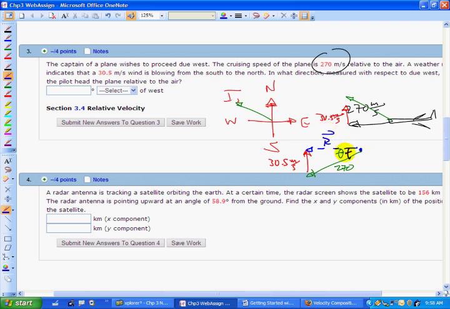So now it's actually pretty easy, okay? If I want to know theta, which trig function relates the opposite side to the hypotenuse? This is the opposite side, this is the hypotenuse. The sine function, that's correct. The sine of theta is the opposite over the hypotenuse, okay? So the opposite side is 30.5. The hypotenuse is 270. So how do I just get theta by itself? I'm going to take the inverse sine, right?